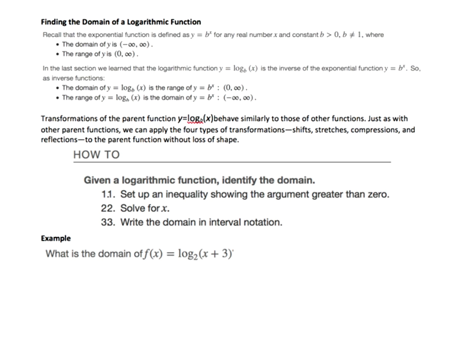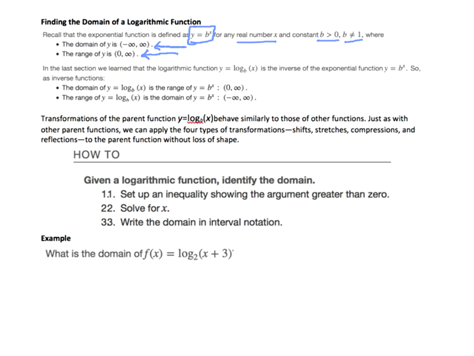Okay, so let's talk a little bit about the domain of logarithmic functions. Recall that an exponential function is defined as y equals b to the x power for any real number x. Your base b has got to be a positive value and it cannot be 1. We know that the domain of any exponential function is negative infinity to positive infinity. And the range, when we haven't translated vertically, is going to be 0 to positive infinity.